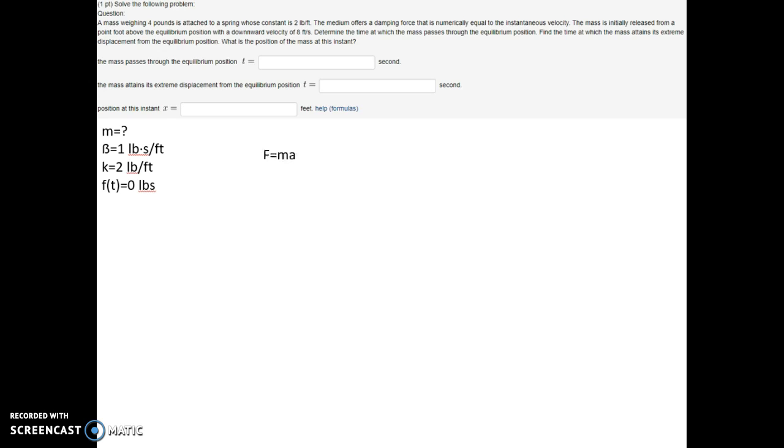Now to find our mass, we have to rely on the fact that force equals mass times acceleration for a vertical spring like this. So we input 4 pounds because it told us that our mass weighs 4 pounds. We set that equal to our mass times the acceleration due to gravity, which is 32. We solve for m, and we find that m is 1/8 of a slug. Now we have our coefficients, so we can set up our differential equation. We put in 1/8 for m, 1 for beta, 2 for k, and 0 for our function of t, and we have this equation here.